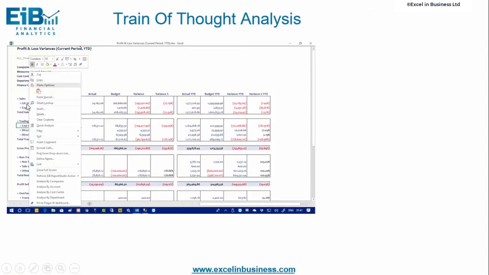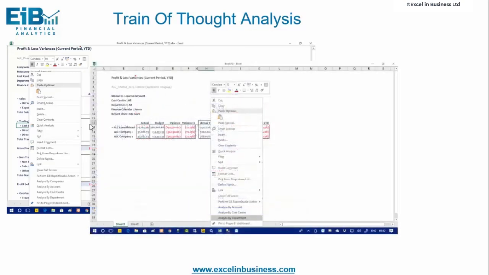And if I right clicked on say UK sales and clicked on analyze by company, then what would happen, EiB Analytics would create a new report for me based on that criteria. So as soon as I right click and select analyze by companies, it has now created that new report. And I can build up my train of thought. So I could say, okay, that's interesting. I've homed in on UK sales. I've analyzed that now by companies in the columns.